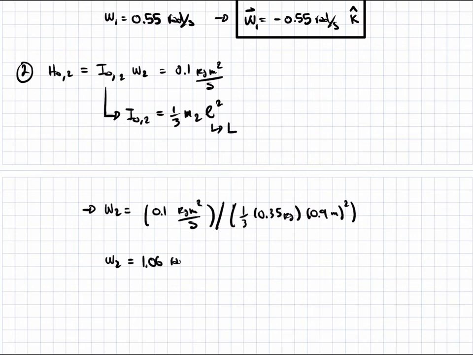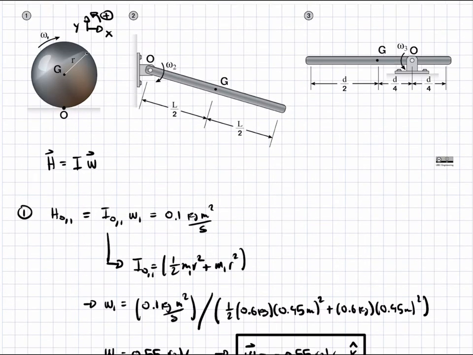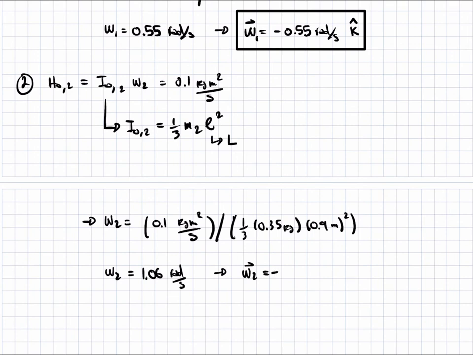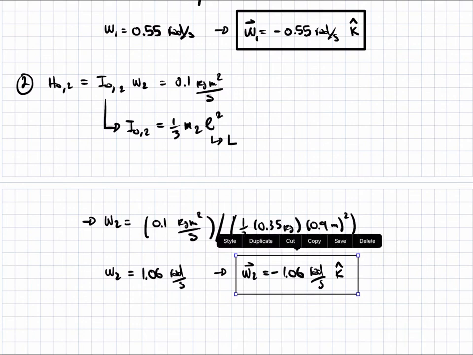And we get that omega 2 is equal to 1.06 radians per second. And in vectorial form, if we look at this diagram, this is turning again in the clockwise direction. So this will be, again, a negative k-hat direction. Omega 2 is negative 1.06 radians per second in the k-hat direction. And this is the answer for our second case.